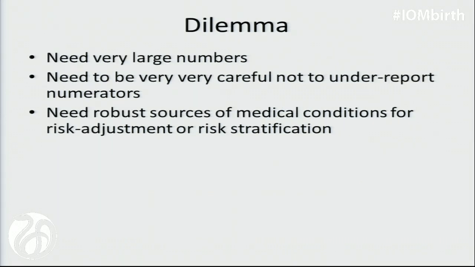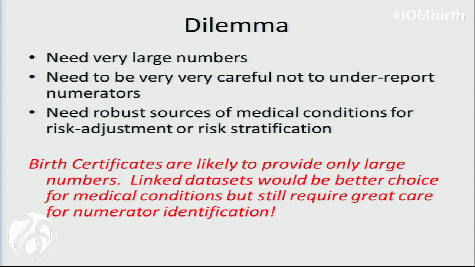Okay, so we have this dilemma that we need very large numbers for denominators, and we have to be very careful about not under-reporting numerators. And we need, particularly as we look at the Strong Start program, more robust sources of medical complications to do the risk adjustment or risk stratification. The birth certificates can provide the denominators. That's very clear. All births are recorded in the United States. Linked data sets are going to clearly need to be used to provide better information on medical conditions. But we still have issues with numerator identification. And I don't have a good answer for that.